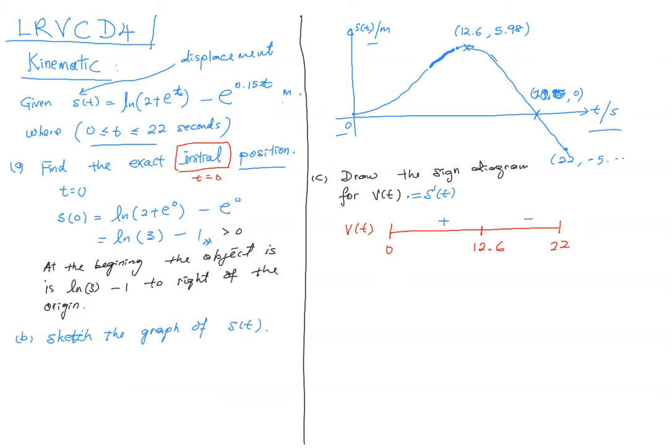Okay, then from here, I can ask a further question. Find the values of t when the object is moving to the left.